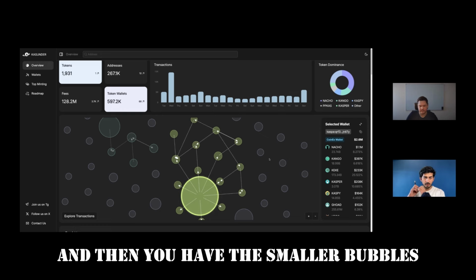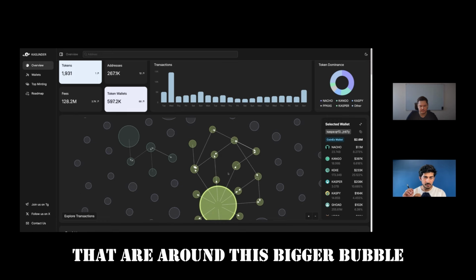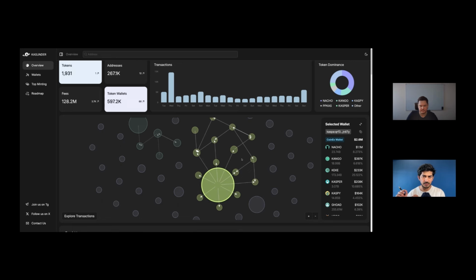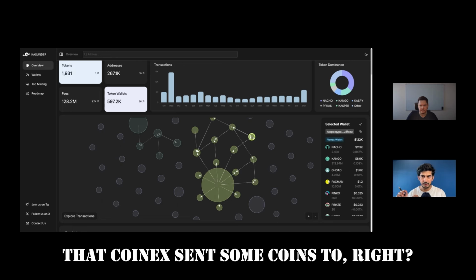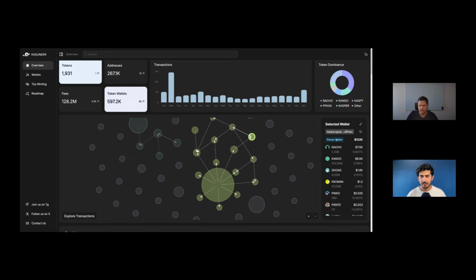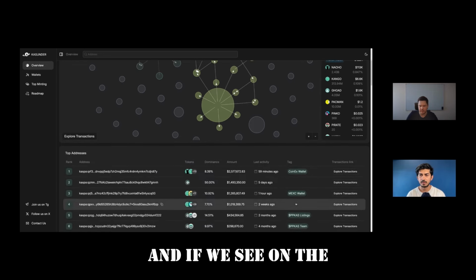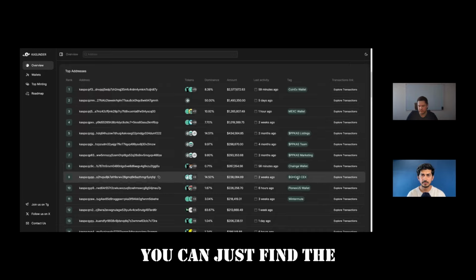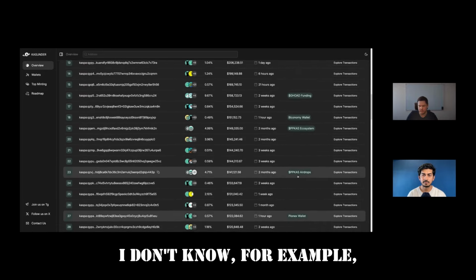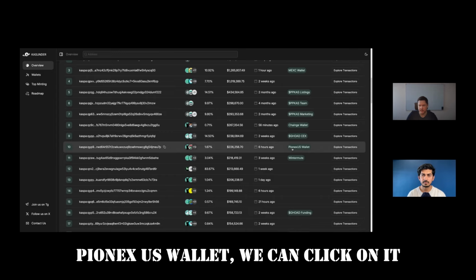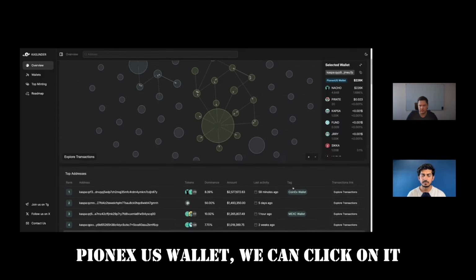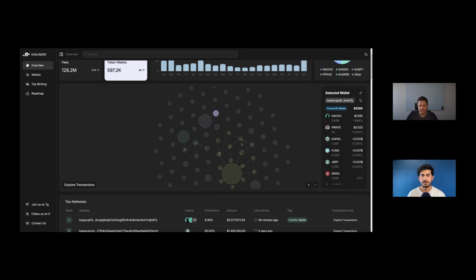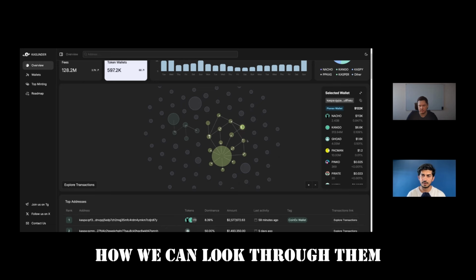And then you have these smaller bubbles around this bigger bubble, and these were exchanges too, right? You pointed out one of the exchanges that CoinX sent some coins to, right? I think that Pionex, for example, is here, one of the Pionex wallets, and if we look at the list, it's the same addresses, just structured in a table. You can just find the specific exchange you want. For example, if we find the Pionex US wallet, we can click on it and it will be highlighted on the graph. So when we zoom out, here is the one. So that's another alternative way we can look through them.